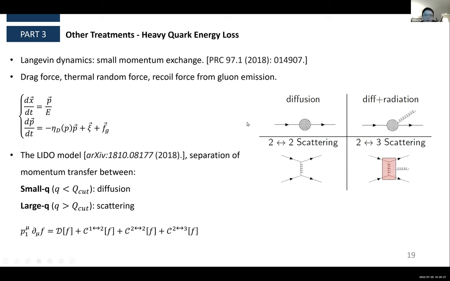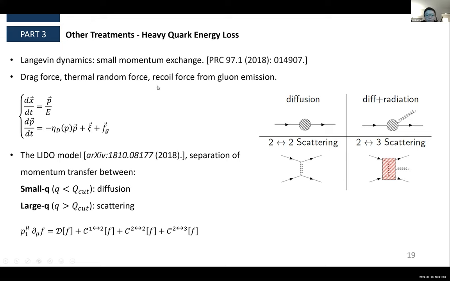And there are other treatments or mechanisms for heavy quark energy loss. For example, if we assume that the momentum exchange between the heavy partons and the medium partons is small and frequent, we can use Langevin dynamics or essentially diffusion equations. And in this diffusion equation or Langevin equation, you have the drag force and thermal random force, which accounts for the elastic scatterings with the medium.